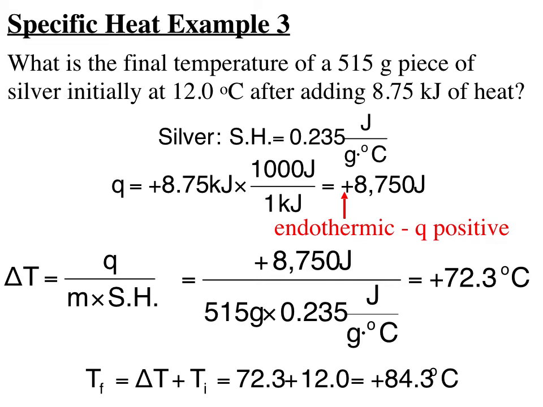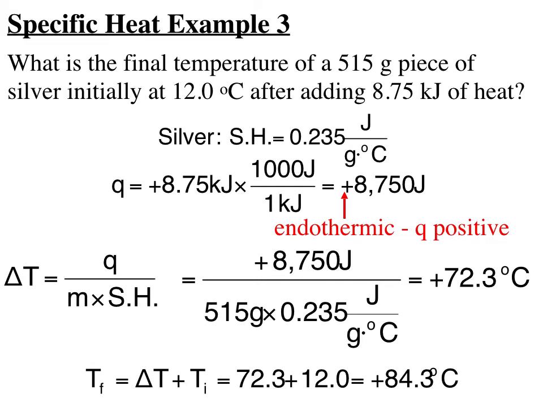In this example, I'm asked to find the final temperature of a piece of silver that weighs 515 grams, and I'm going to add 8.75 kilojoules of heat to the silver. Okay, now what I want you to recognize is because the specific heat of silver, which I would give you, of a value of 0.235 joule per gram per degree C, but most importantly, because it is in joule units, then the heat energy I add to this must also be expressed in joule units.